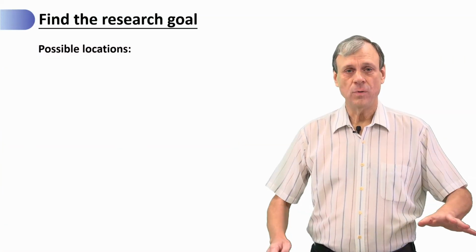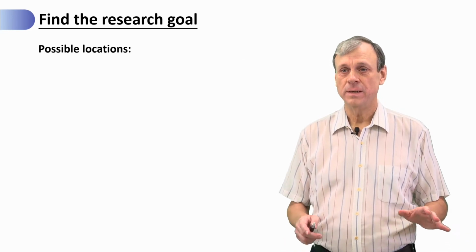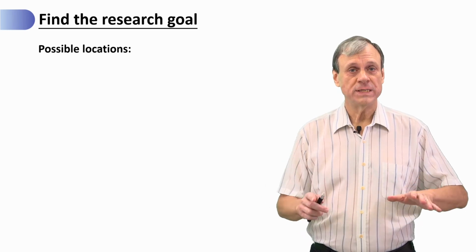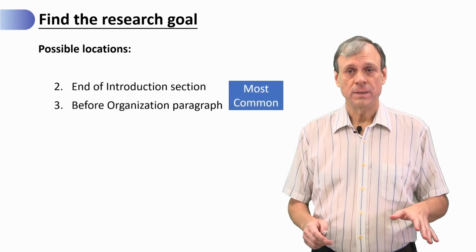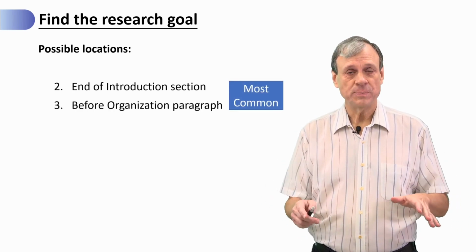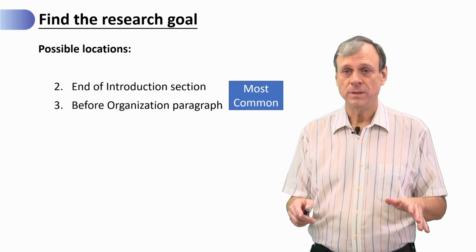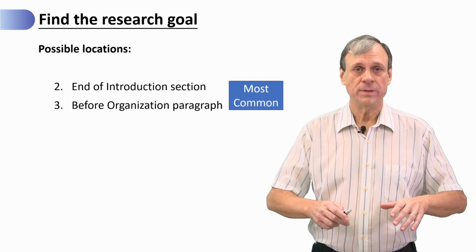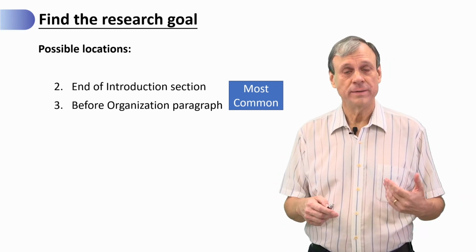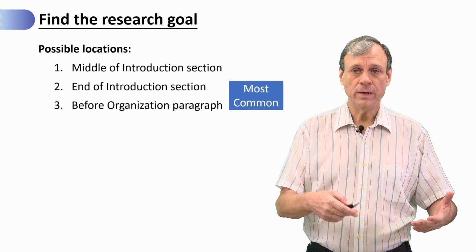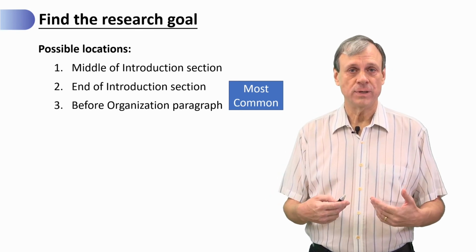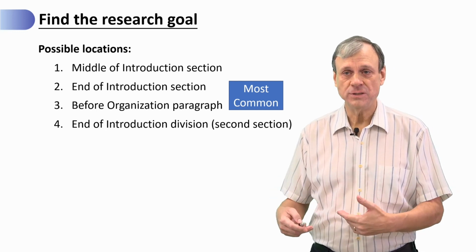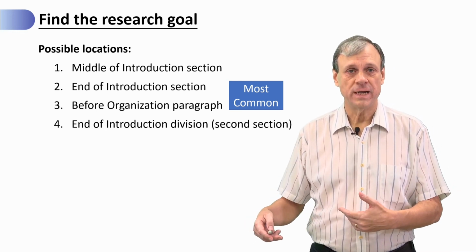Okay, now before you go on to the second part of this lesson, I want you to try to find the research goal in your own article. Remember, there are several possible locations. Usually it's either the last paragraph of the introduction division, or if there's an organization paragraph, it may be the paragraph just before that. That's the most common. But you may also find it earlier in the introduction division, or perhaps at the end of the introduction division, if there's a second section.